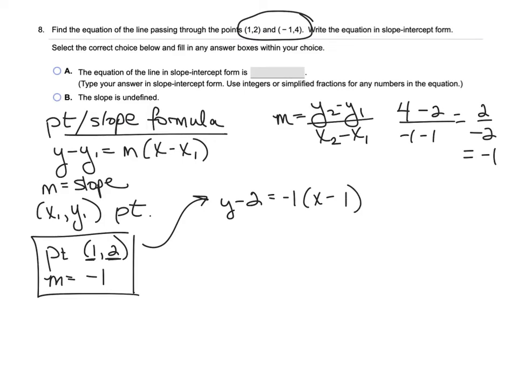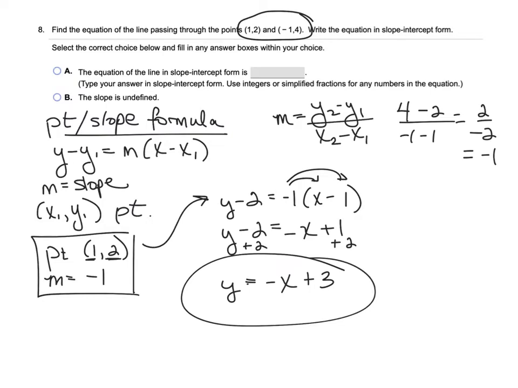They want us to write our answer in slope-intercept form, which is y equals mx plus b. So let's solve this for y. Remember this, let's just multiply this through. We get negative x plus 1. And then we can add 2 to both sides. So finally, we get y equals negative x plus 3.